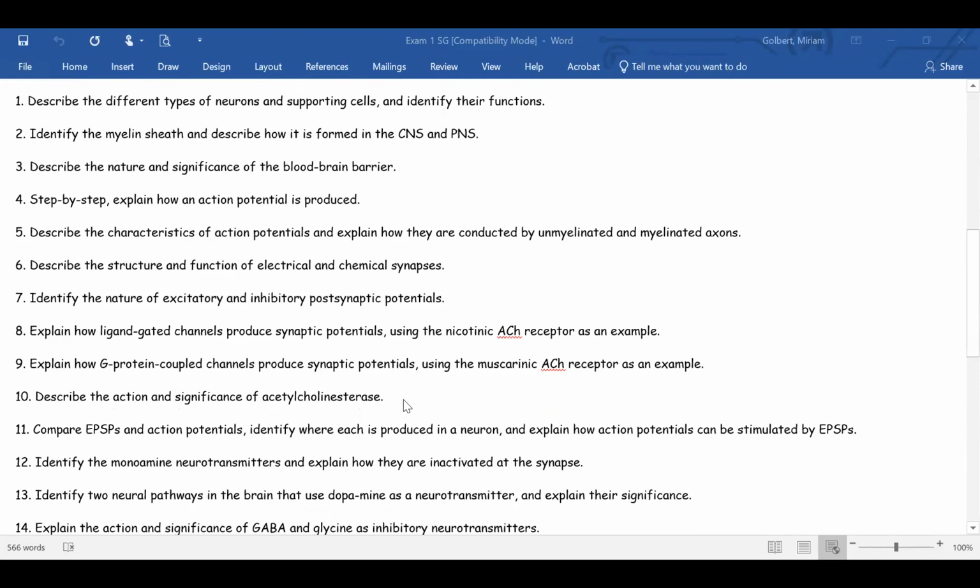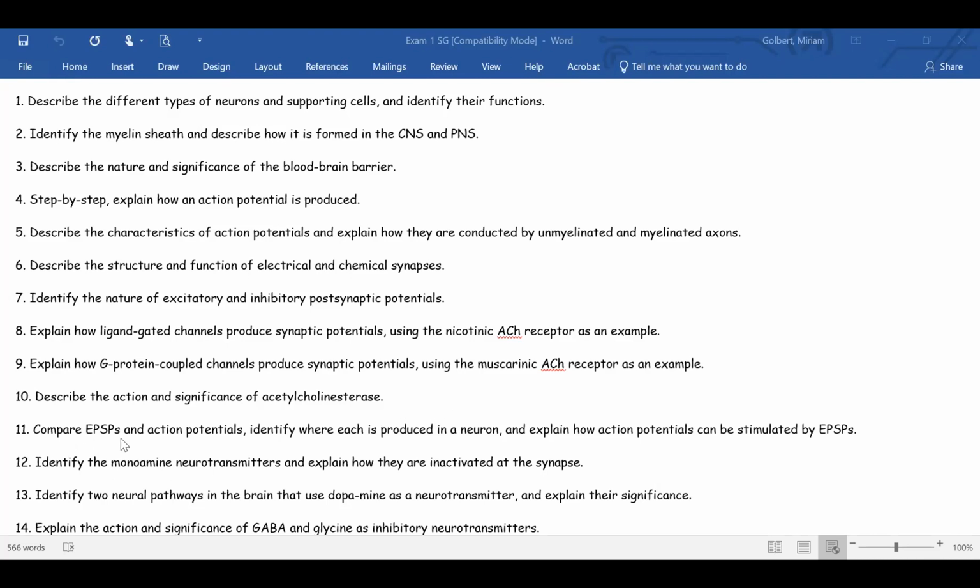Acetylcholinesterase is the enzyme that breaks down acetylcholine, and the acetylcholinesterase enzyme is embedded in the postsynaptic cell. So remember that we need that enzyme because neurons cannot be constantly stimulated, right? The enzyme will break down the neurotransmitter, and those little pieces of the neurotransmitter are going to be taken up by the presynaptic cell and used to make more.